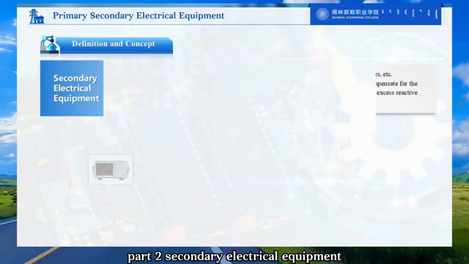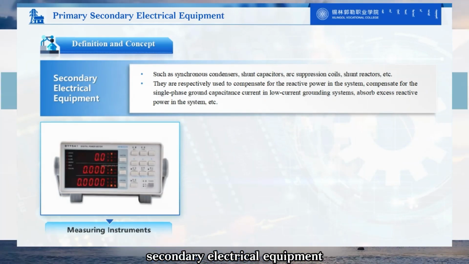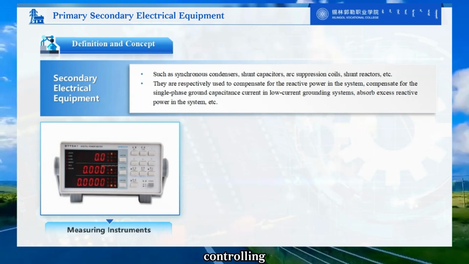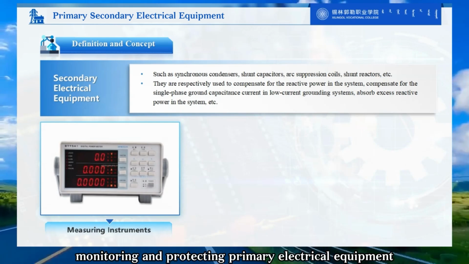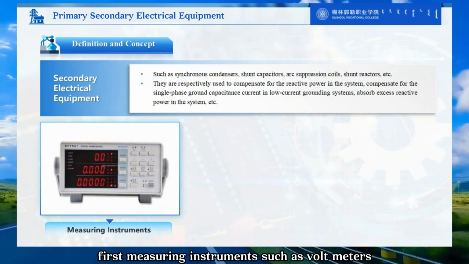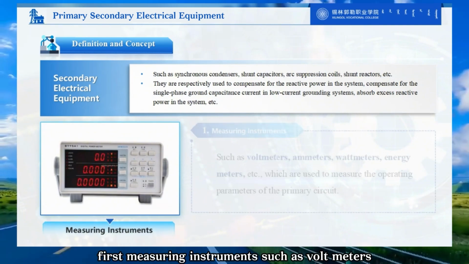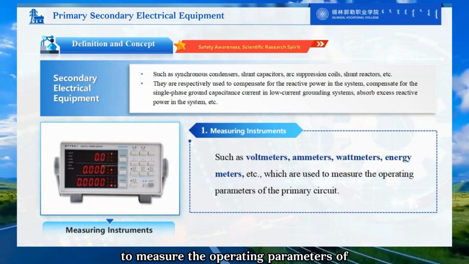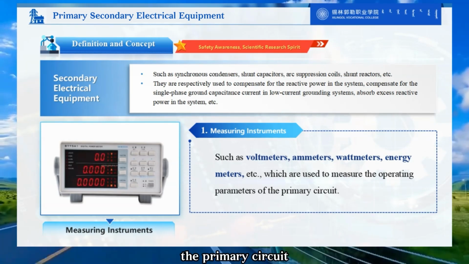Part 2: Secondary electrical equipment. Secondary electrical equipment refers to the common types of equipment used for measuring, controlling, monitoring, and protecting primary electrical equipment. First, measuring instruments such as voltmeters, ammeters, wattmeters, and energy meters. They are used to measure the operating parameters of the primary circuit.